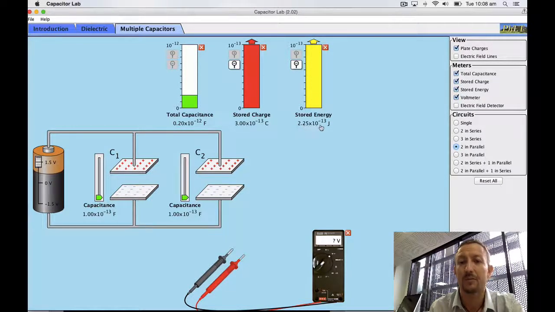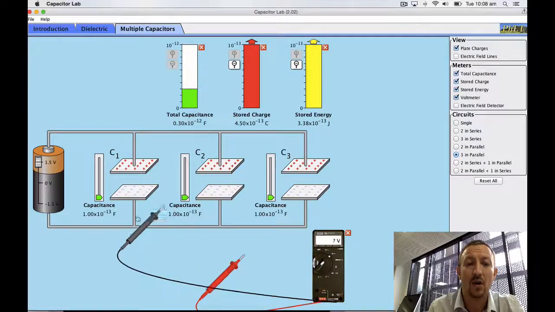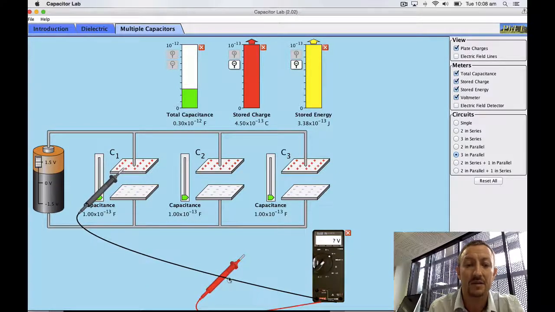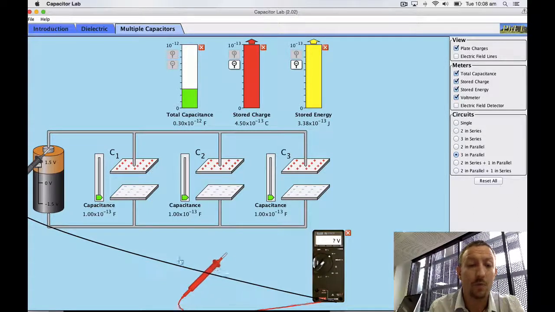Remember, it's 2.25 times 10 to the negative 13 joules here. Put another one in, I've gone up to 3.38 times 10 to the negative 13 joules. So I've got a lot more energy. Now let's also look at the amount of voltage across each of the capacitors. Remember, from our battery, we had 1.5. Yep, we still got 1.5.